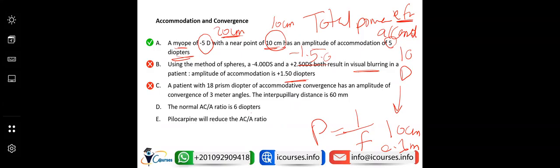The normal ACA ratio is 6 diopters. So for each 1 diopter of accommodation, there are around 3 to 5 prism diopters of convergence. So this is not true. Pilocarpine will reduce the accommodative convergence to accommodation ratio.